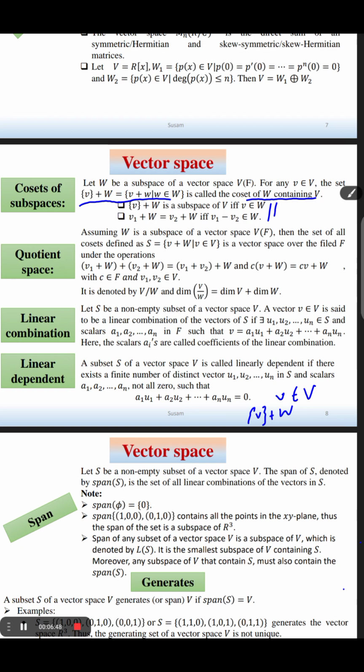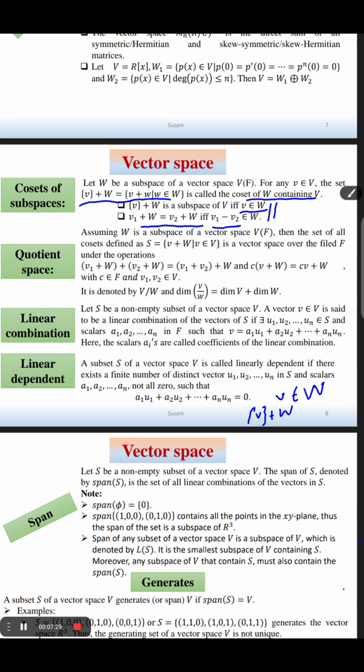These are some properties. If this v is in W, then you know W is a subspace, so it is closed under addition and scalar multiplication. Then v plus W is W. So v plus W is a subspace of V if and only if v is in W. Now two cosets will be equal if and only if, remembering the additive inverse, v1 minus v2 is in W. So these are some important properties.